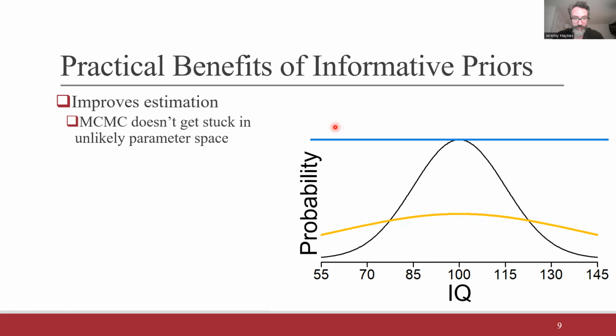Even though that's a very unlikely parameter space, if we use a more informative prior, like I said, even just a weakly informative prior, this can actually help improve our ability to estimate our parameters, because here we're saying, okay, those values are a little bit less likely, so let's get out of that parameter space. So we can kind of help our MCMCs move out of those unlikely areas of our probability distributions.